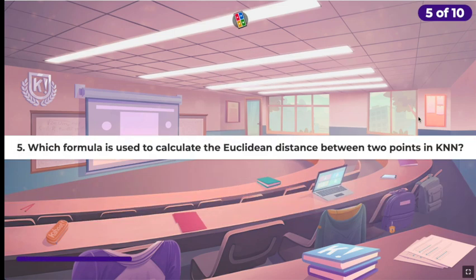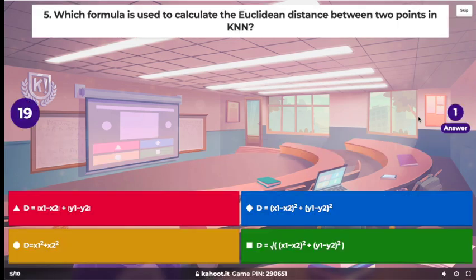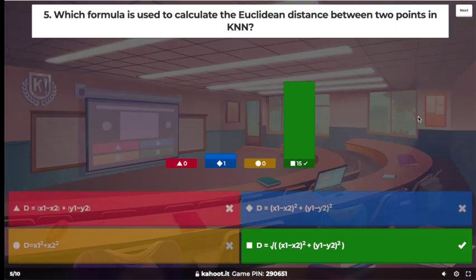Okay, next. Which formula is used to calculate the Euclidean distance between 2 points in KNN? This should be easy. So the green option, this is the square root. That was the closest thing I could find. I'm curious to see who was the one person who selected blue. Okay, it was a system error. But that's not Euclidean distance.